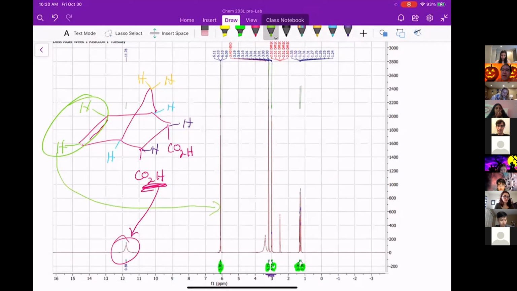Now remember that the instrument that we use, well, actually the software we use, marks the solvent. So it marked the DMSO. It also marked this HDO. That's water. And now we didn't use water as a solvent, but what does that tell us? It tells us that our sample was just a little bit wet.